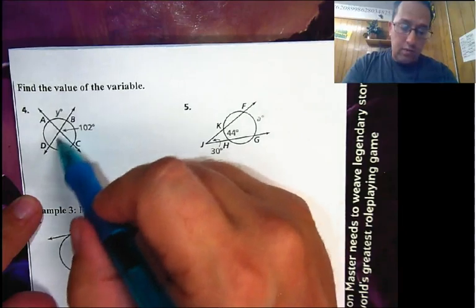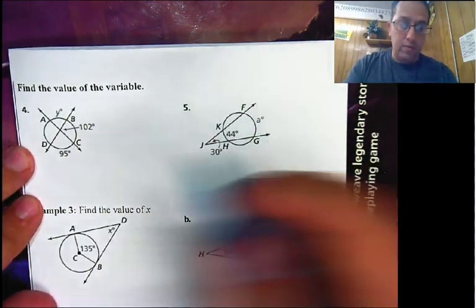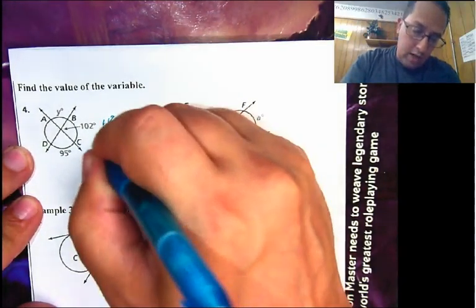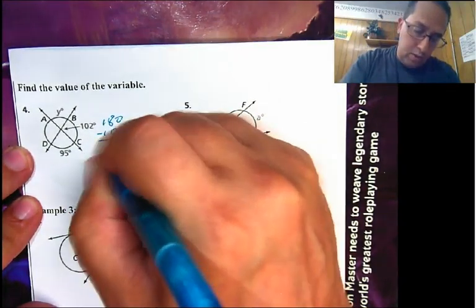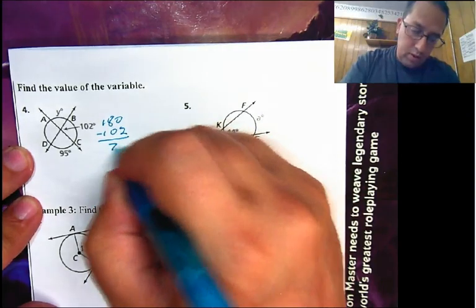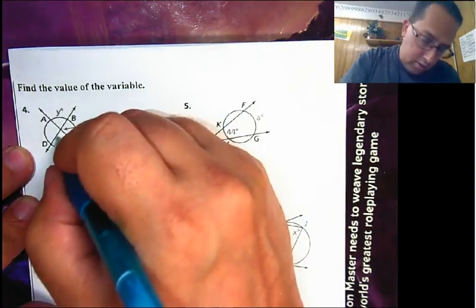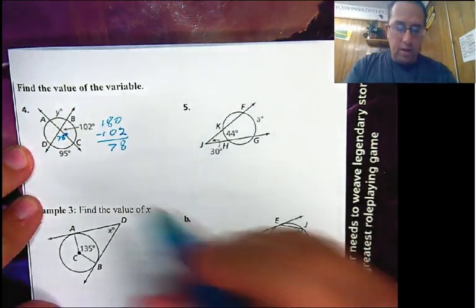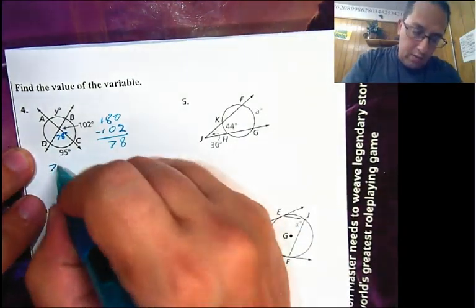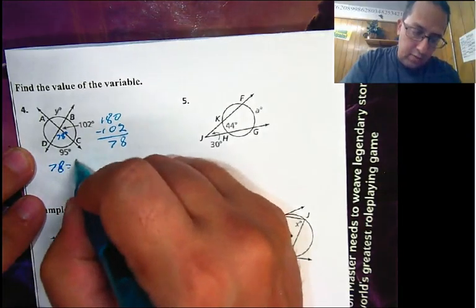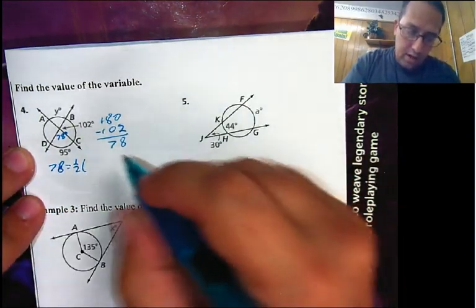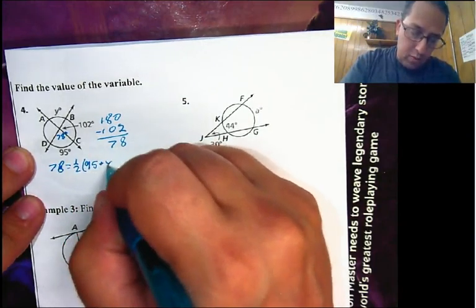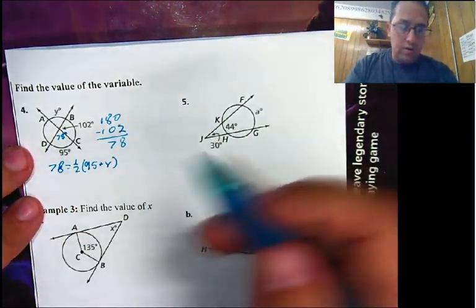This is a straight line, which means these two angles are supplementary. You've got a linear pair, right? So 180 minus 102 equals 78. So this angle right here is 78 degrees. Okay? And the angle, 78, is equal to 1/2 times 95 plus y. And now we're going to solve this for y.